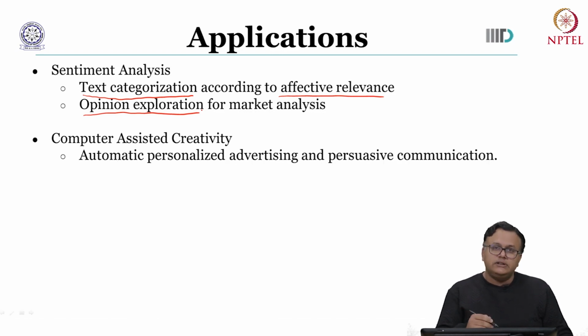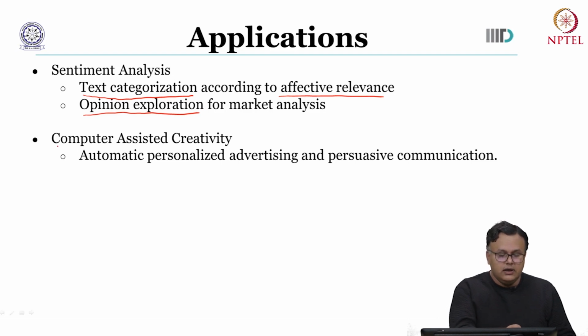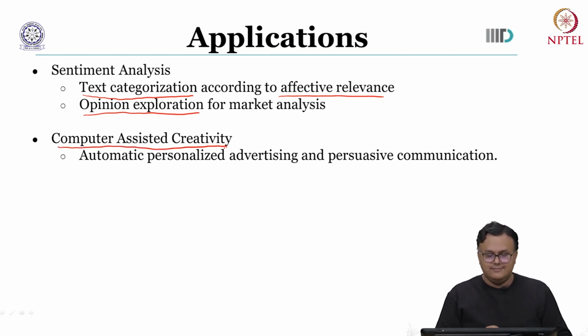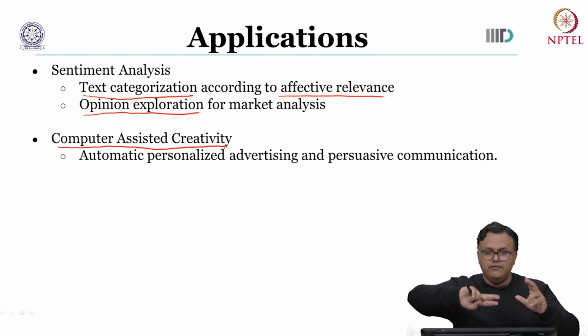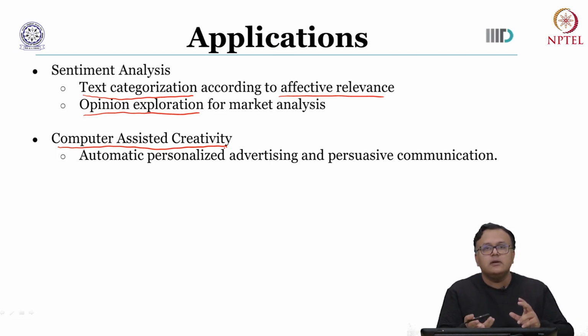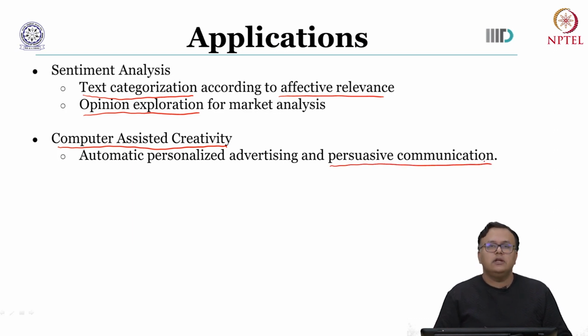Further, emotion is also commonly used in computer assisted creativity. An example of that is personalized advertisement that can be created by understanding the affective state of the user, and the same can now be conveyed in the form of text to the user, so that the appropriate emotion is conveyed in this text. Now, this can lead to a more persuasive communication with the user, right?